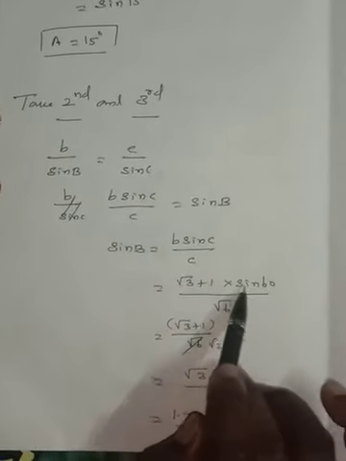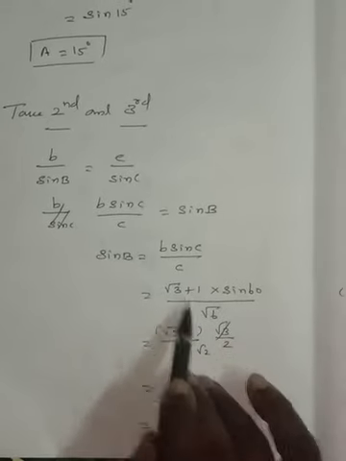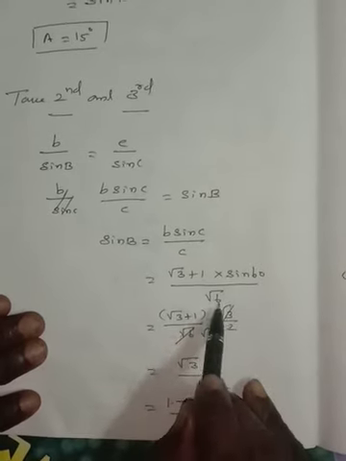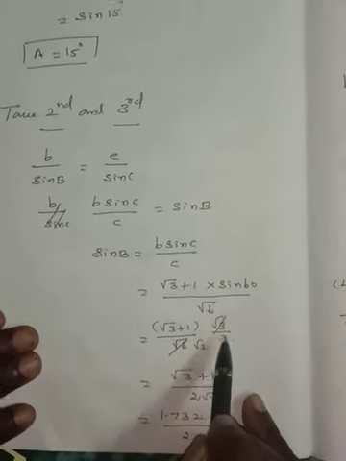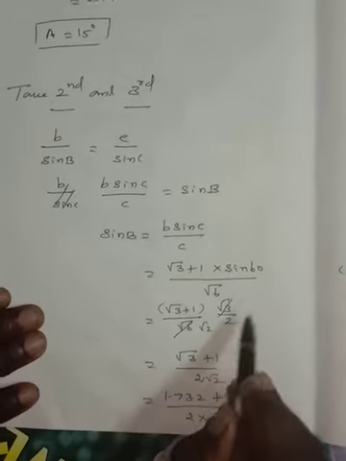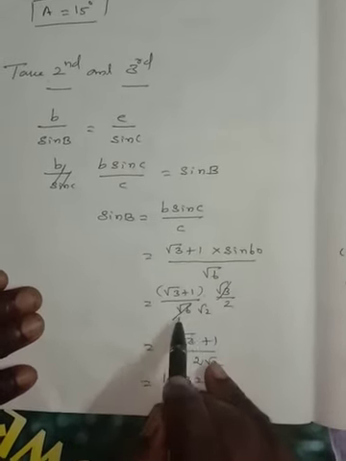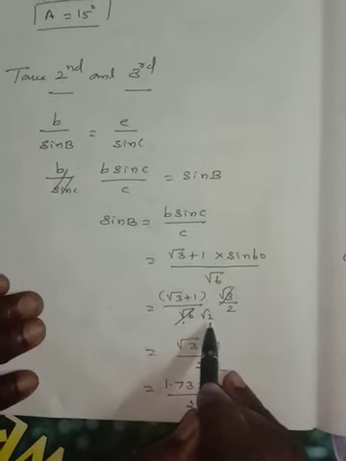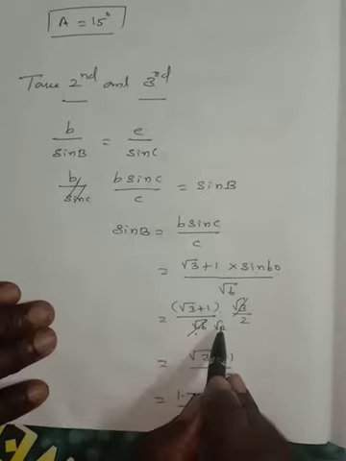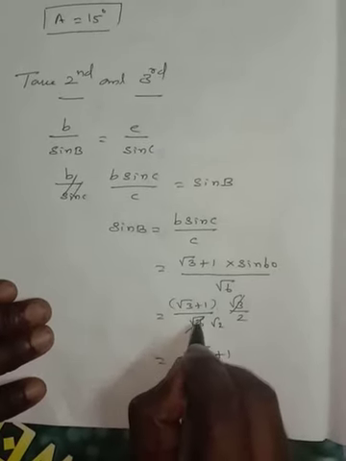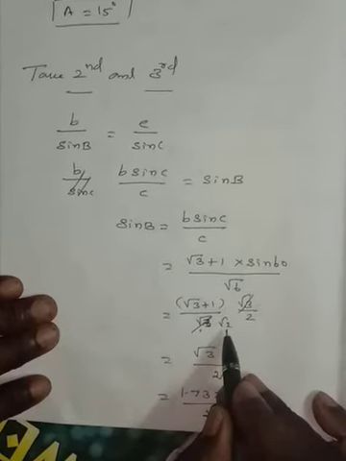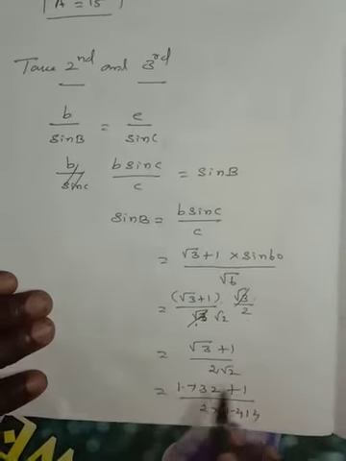Angle C is 60 degree. Therefore sin 60 degree whole divided by c, where c is root 6. Root 3 plus 1 divided by root 6 into sin 60, which is root 3 divided by 2. Root 3 cancelled. Root 6 means root 2 into root 3, so root 3 cancelled. We get root 3 plus 1 divided by 2 root 2.